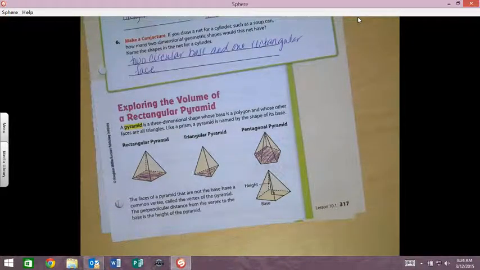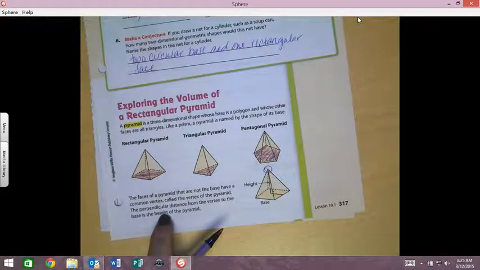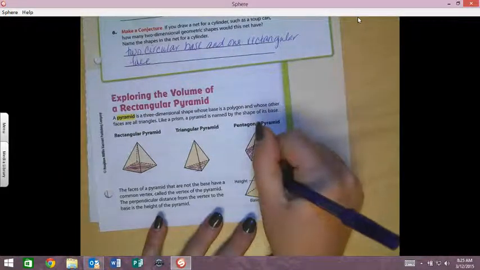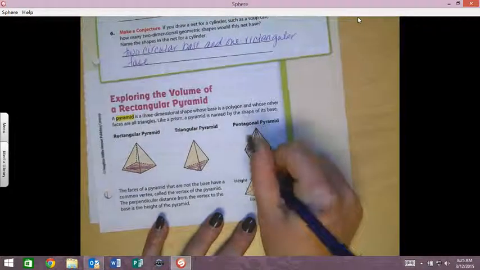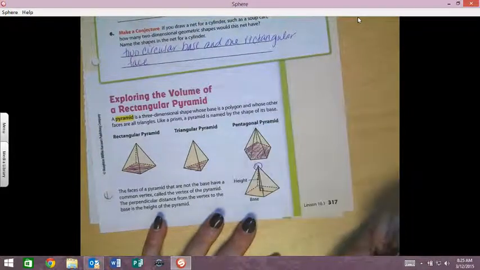So the faces of a pyramid that are not the base have a common vertex. Okay, this is our common vertex right up here, where it kind of comes to a point. The perpendicular distance from the vertex to the base is the height. So from the vertex straight down to your base is going to be your height.